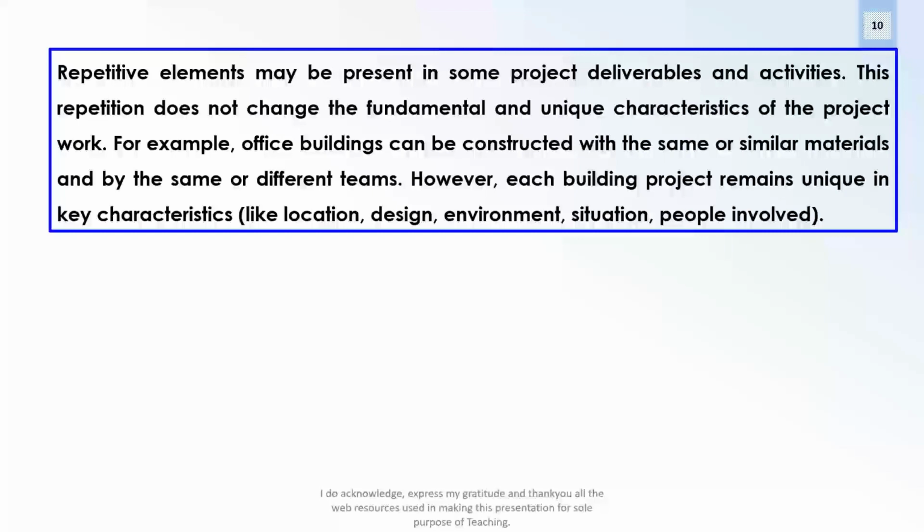Repetitive elements may be present in some project deliverables and activities. There will be some repetitions. This repetition does not change the fundamental unique characteristics of the project. Repetitions will be there. If you are making one building, you are making one road, and the second time you are making another road, correct? It's a repetition. The deliverable is what? A road. Simple. Activities are also common. But we have to understand one phenomenon. One road you are making on a hilltop at a height of maybe 5,000 meters or 3,000 meters, and one road you are making on plain ground. Ultimately, you are making roads at both places.